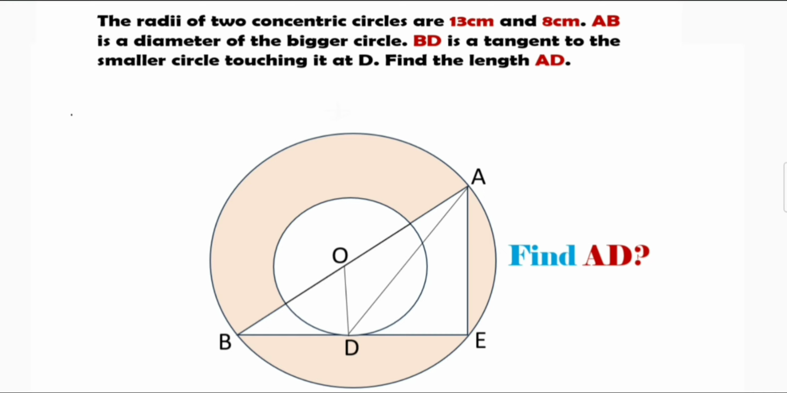In this question, we have two concentric circles having radii 13 centimeter and 8 centimeter. AB is the diameter of the bigger circle and BD is the tangent to the smaller circle, touching it at point D. We have to find the length AD. Let's see how we do this question.